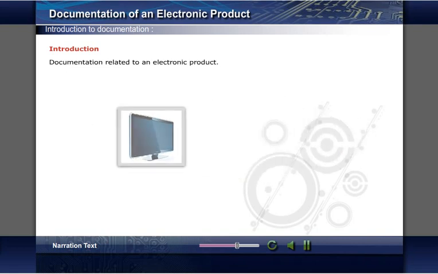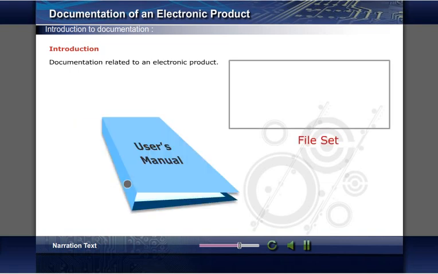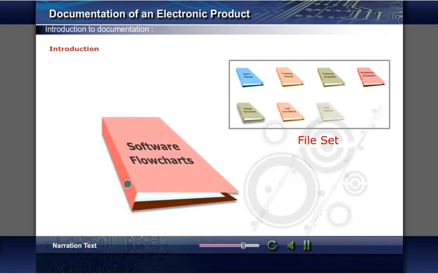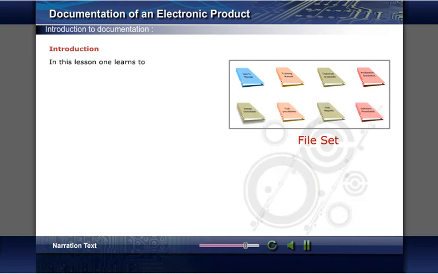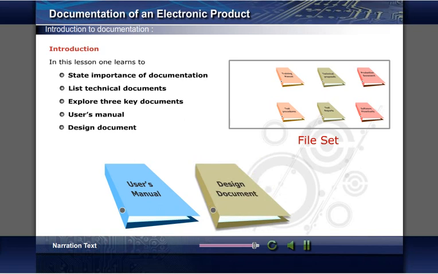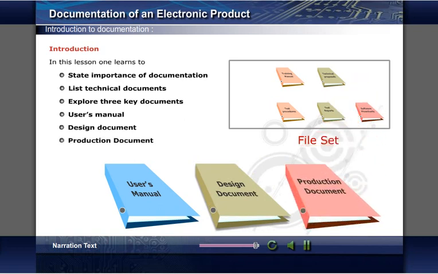Is there a solution to this problem? Yes, maintaining a clear set of documents. Documents play an important role in the electronic industry. In this lesson, one learns to state the importance of documentation, to list technical documents, and to explore three key documents, namely, the user's manual, the design document, and the production document. These documents go a long way in getting an electronic product right.